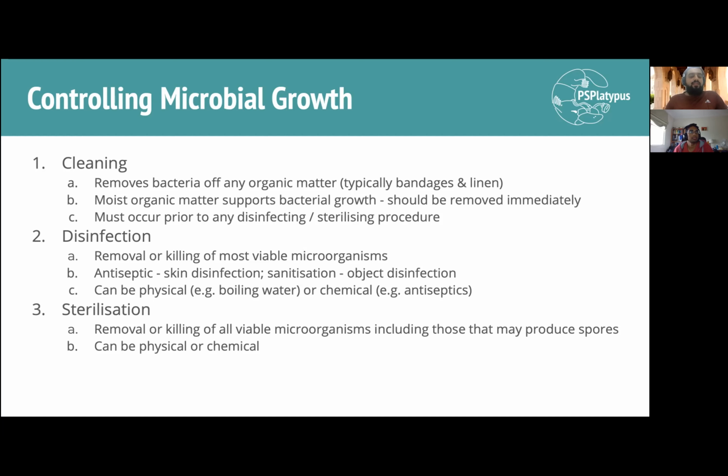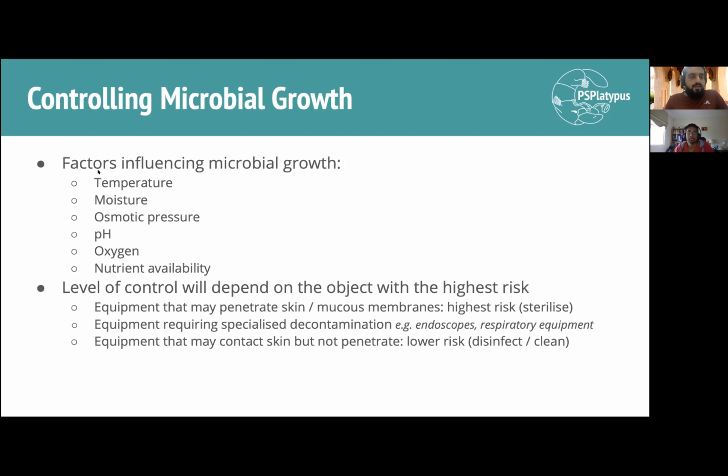For example, skin disinfection, sanitization, or antiseptic. So it can be physical or chemical. And finally, we have sterilization, which is the top way, or the best way, to control microbial growth. It involves removal or killing of all viable microorganisms, including spores, and it can be physical or chemical. We'll talk about this in detail now.